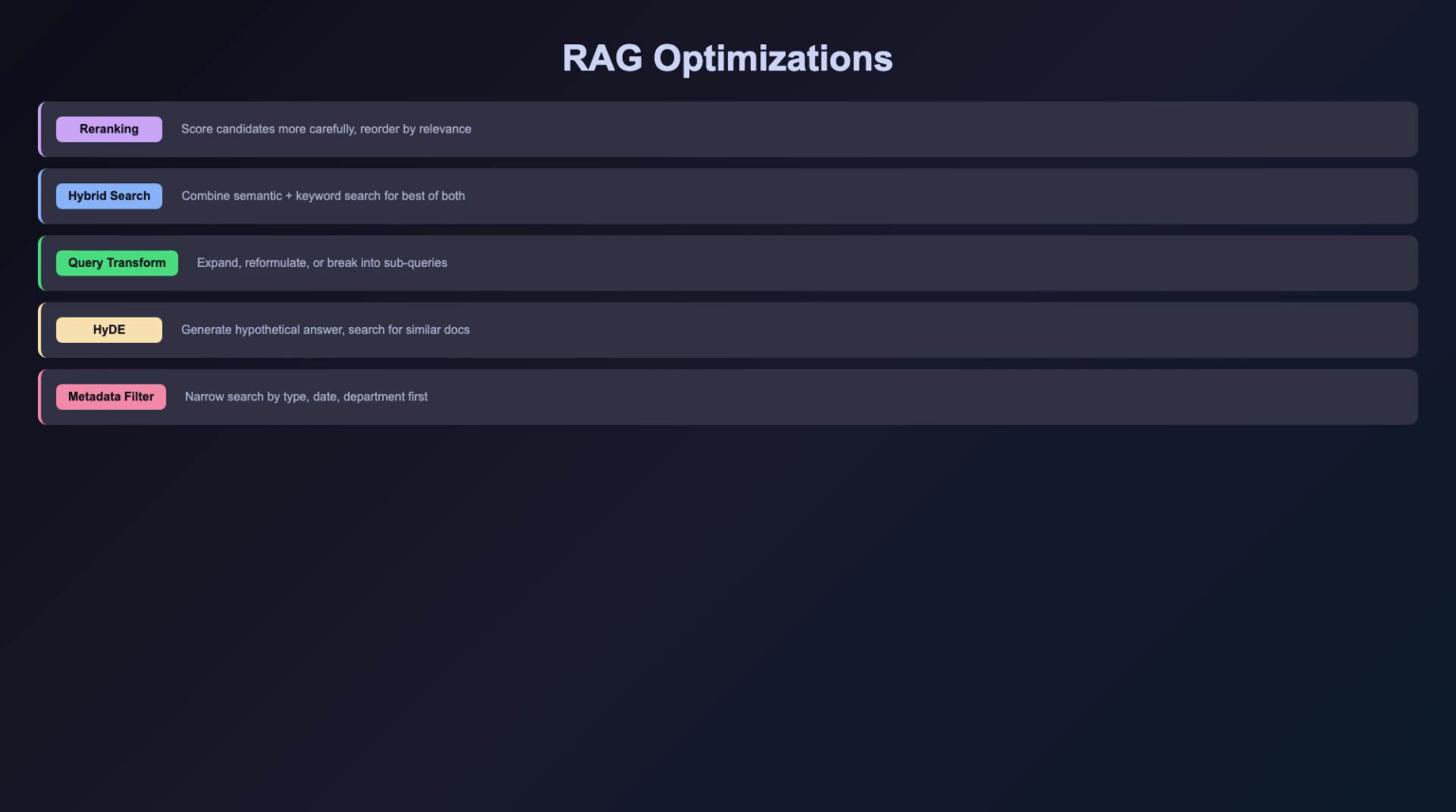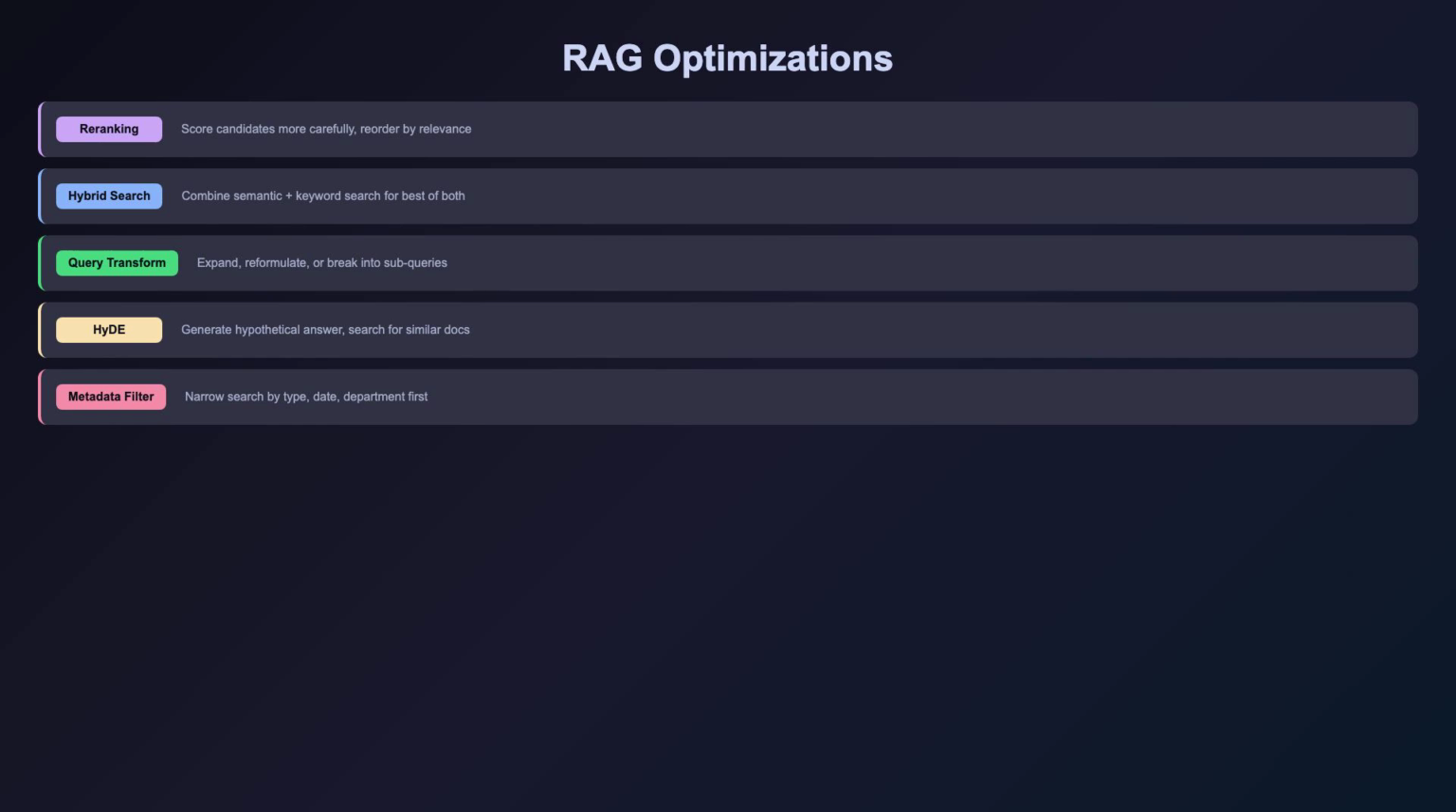Query transformation improves search by reformulating the user's question. You might expand abbreviations, add synonyms, or break complex questions into subqueries. HyDE, hypothetical document embeddings, generates a hypothetical answer and searches for documents similar to that answer.